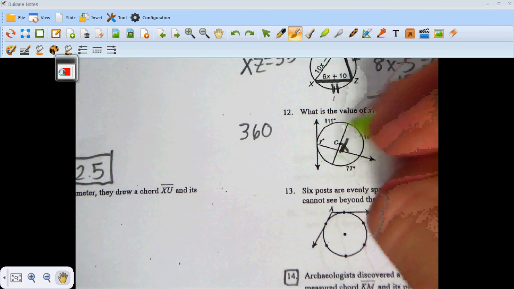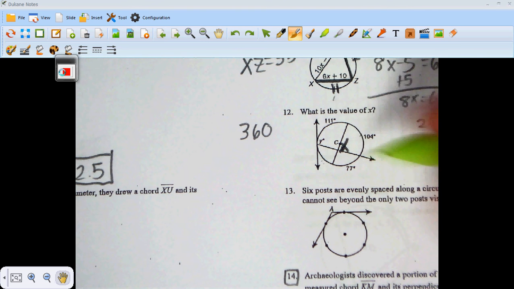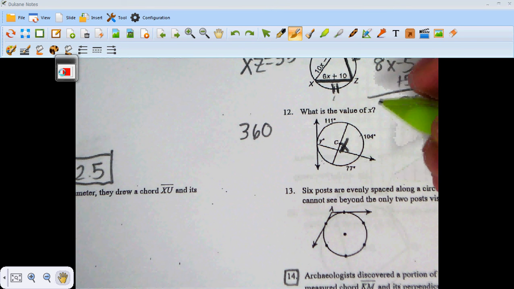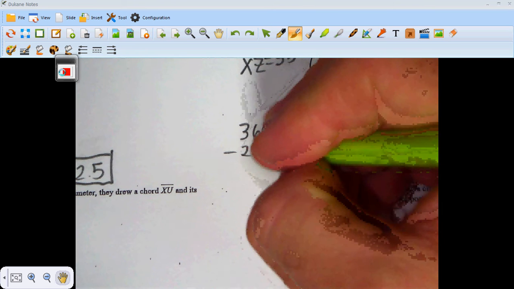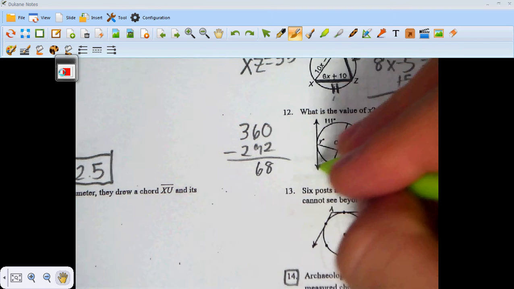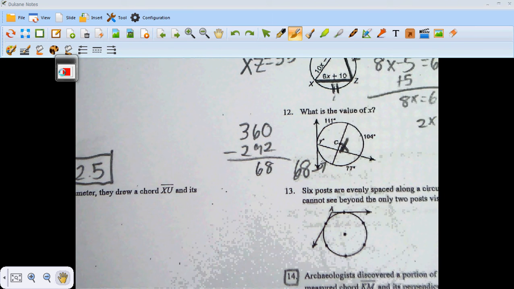minus all the angles, which 111 plus 104 is 215. 215 plus 77 gives me 292, correct? Is that right? Correct. Everybody okay? So I have 360 minus 292, and I get 68. So 68 is this arc right there.